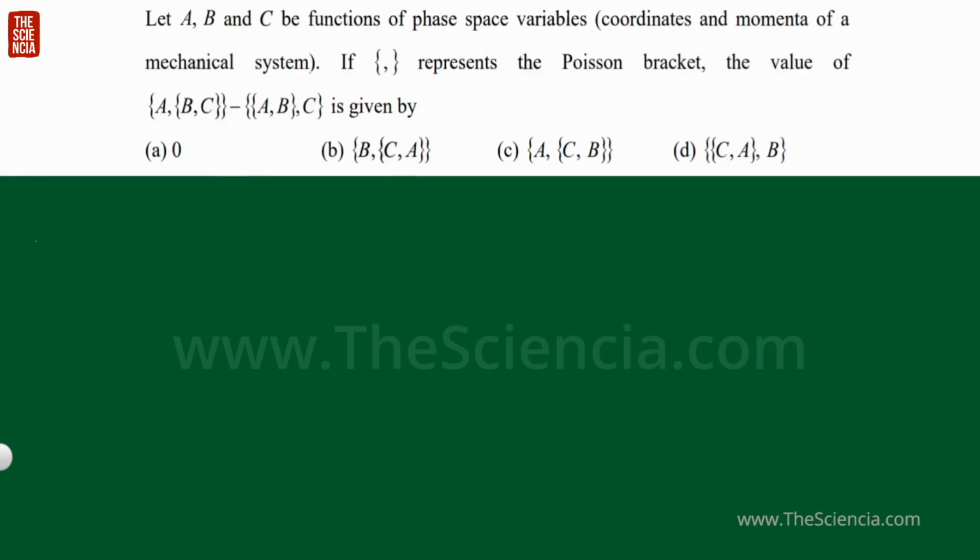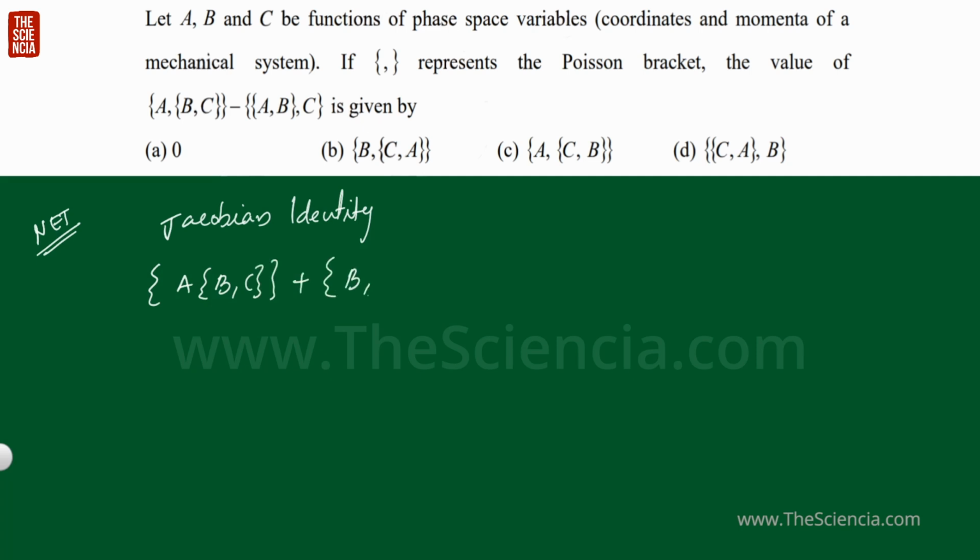This one is another CSIR NET problem, and this question is related to the Jacobi identity. What is the Jacobi identity? If you are taking a Poisson bracket of A comma BC, plus B comma CA, plus C comma AB, then it will be equal to 0.